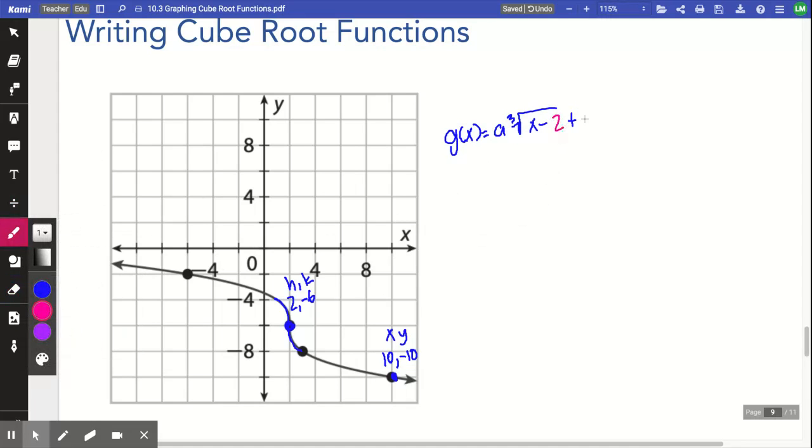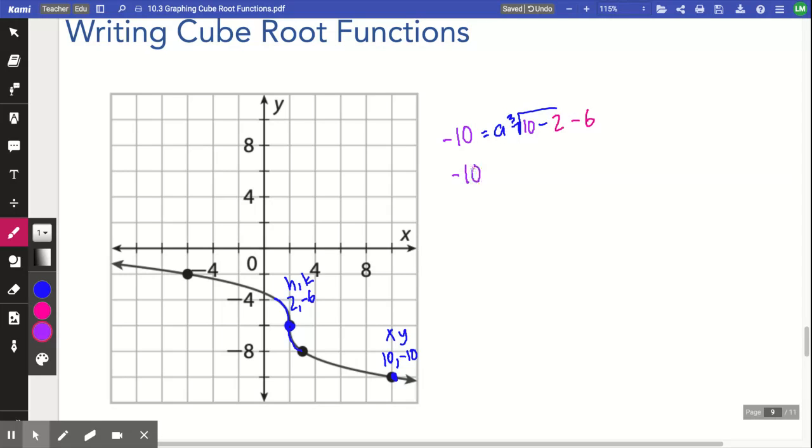2, negative 6, so minus 6 at the end. Again, make sure that's always outside of the radical. And then we can always just plug in x and y as well. So for my g of x, that's my y value, I'm plugging in -10. And for my x value, I'm plugging in +10. That leaves me with just the a value, which is that vertical stretch or compression, to figure out.